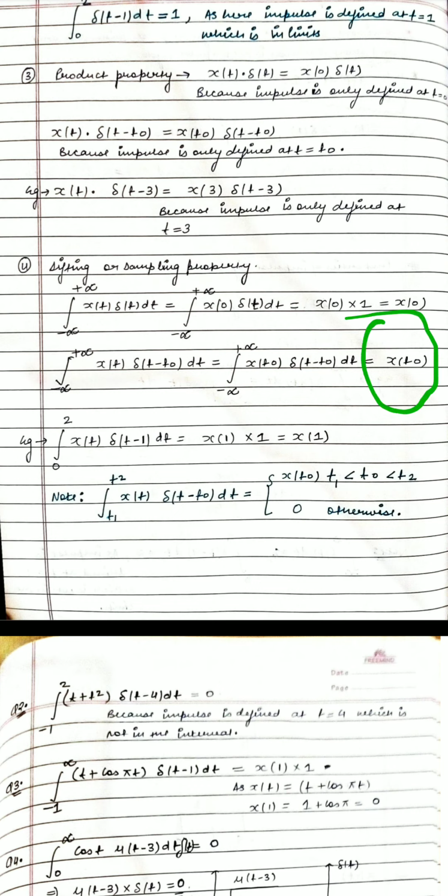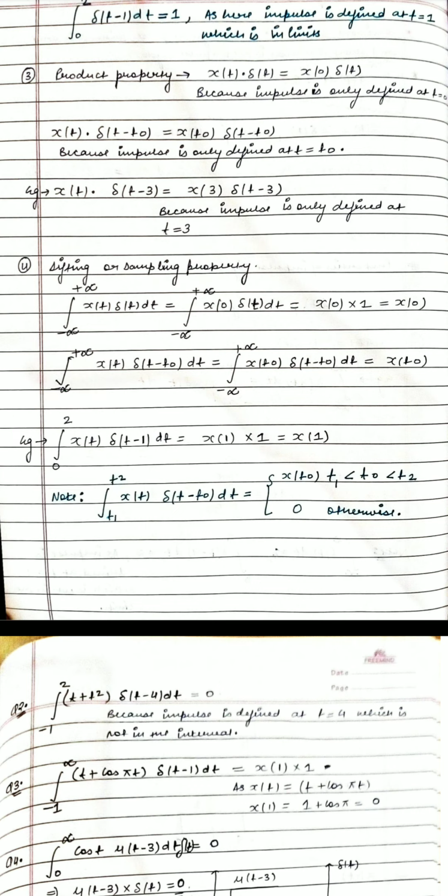Now how to apply this property in the questions: from 0 to 2, x of t del of t minus 1 is equal to x of 1 into 1. We will get x of 1 as our answer. Why? Because del of t minus 1 is the impulse defined at 1, which is in the limit from 0 to 2. So the integration value will be 1 after applying the product property. In the shifting property, we have to apply the product property first, and then we can find our answer.